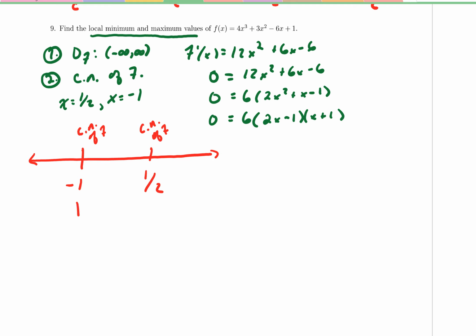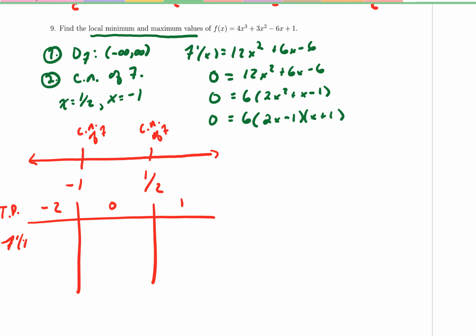Okay. So now we run through the same procedure as before. Let's go ahead and take test points. I need something to the left of -1. A good choice for that might be -2. I need something between -1 and 1/2, so I pick 0. And I need something to the right of positive a half. So let's pick 1.